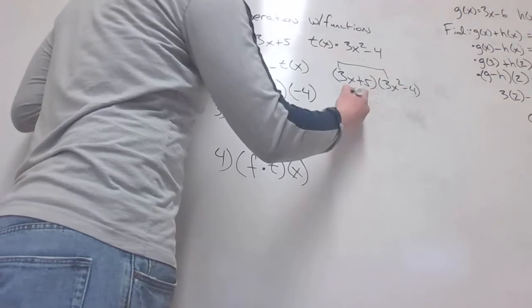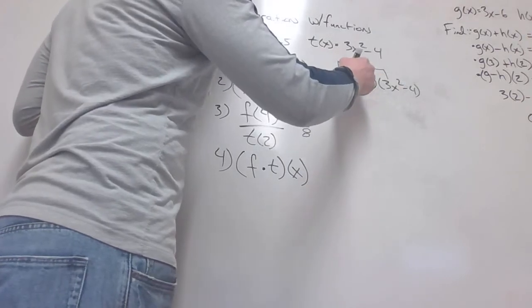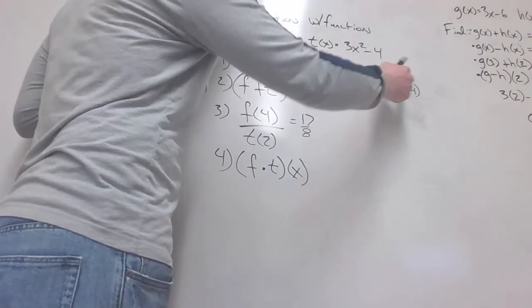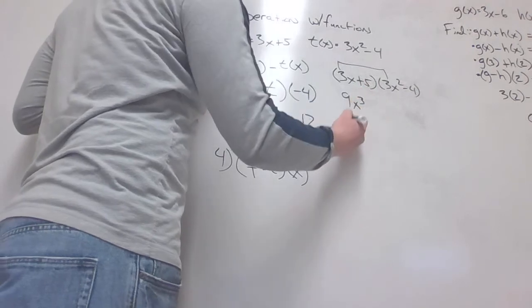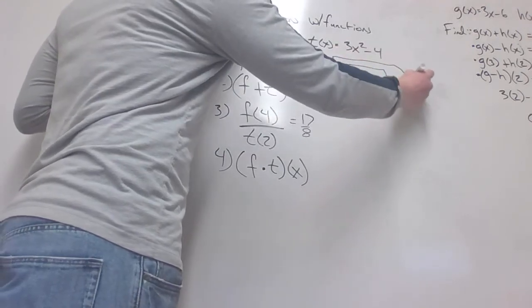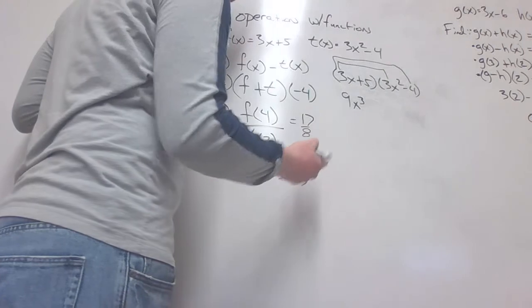Now 3 times 3 is 9. X to the 1 power, we don't see that 1, but it's there. We always add the exponents. This is x to the 3rd power. Then I'm going to do, if you guys want to draw these arrows for yourself every time, be my guest, you don't have to though.